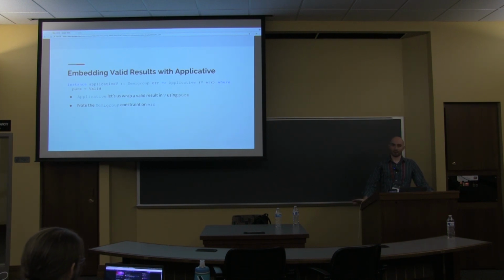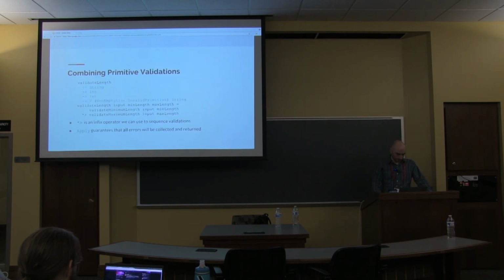Inside the valid type, you use the pure function, which is from Applicative, and it just says pure equals valid. So when you call pure, you're really just wrapping it in valid. Same semigroup constraint on error here as before, to keep it consistent with the previous instance. So this gives us the ability to do things like sequencing primitive operations.